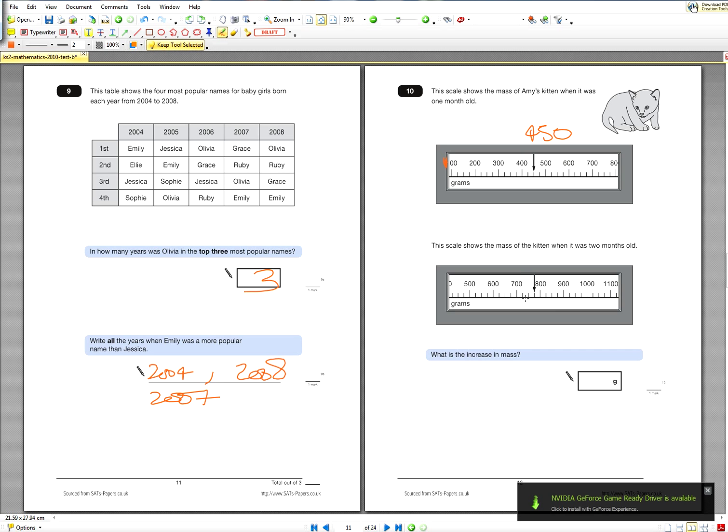Now, you got 1, 2, 3, 4 parts. 100 divided by 4 is? 25. So 25 times by 3 is? 75. So that's 775. What is the increase in its mass? What's the calculation that we do for number 10? Give me the calculation, Usma. You have to do 775 grams minus 450 grams. And that gives us a total of? 325 grams. Well done. Let's move on to the next question.